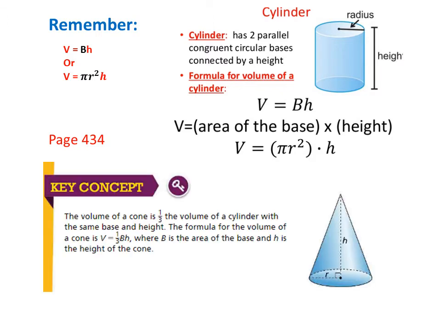Now, page 434, how to find the volume of the cone. The volume of the cone is 1/3 the volume of a cylinder with the same base and height. The formula for the volume of the cone is V equals 1/3 BH. So the volume of a cone equals 1/3 BH, base area times height, or V equals 1/3 pi r squared H.